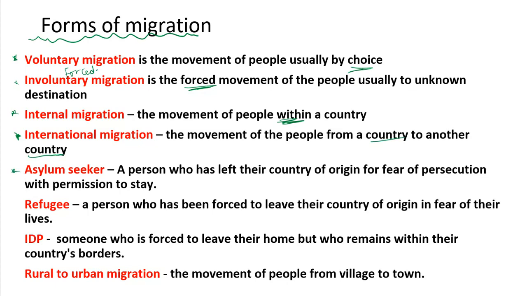Then an asylum seeker is a person who has left their country of origin for fear of persecution, seeking permission to stay in another country. A refugee is a person who has been forced to leave their country of origin in fear of their lives. Then an IDP is someone who is forced to leave their home but who remains within the country's border. Then rural to urban migration is the movement of people from rural areas or the countryside, from villages to towns and cities.